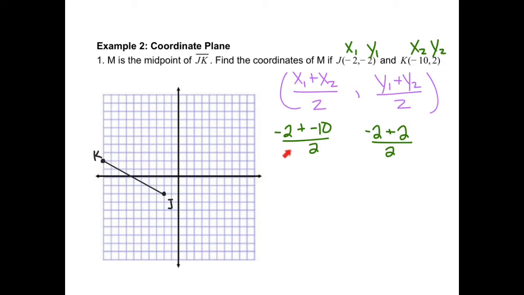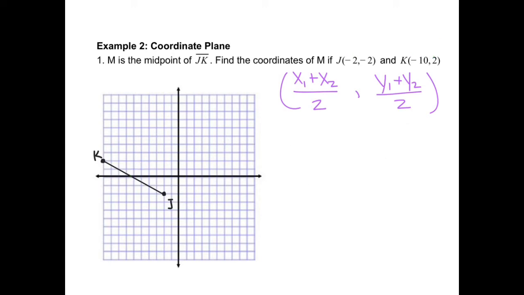So once I plug in these values, the two x values, I add them together and I'll divide by 2. Add the two y values and divide by 2. I will get my midpoint. So the midpoint value for M is -6, 0. So -6, 0 is this point right here. So I will label it with a little m.